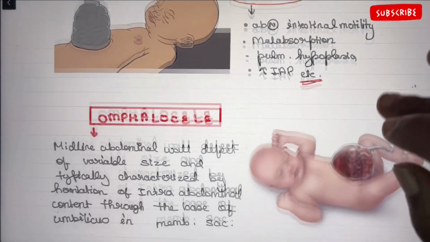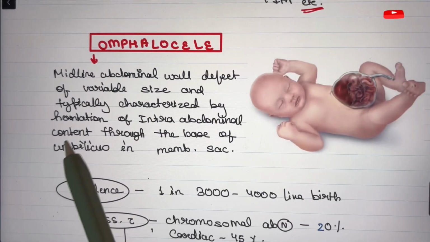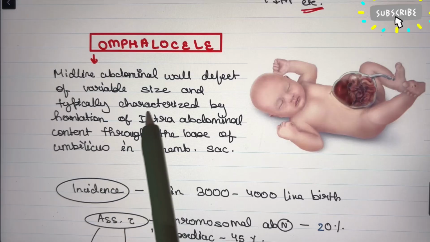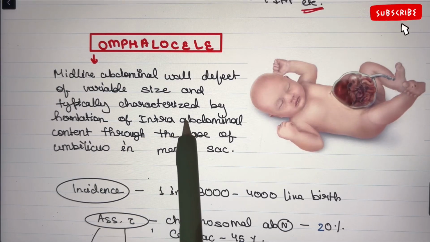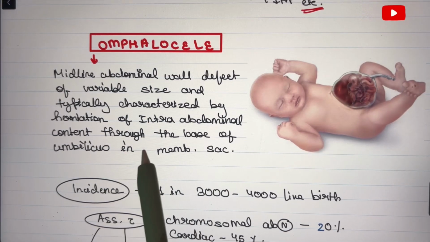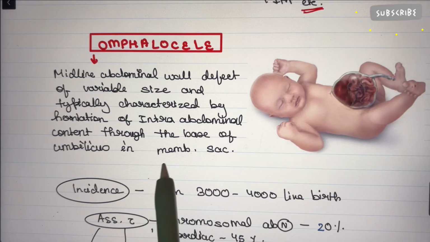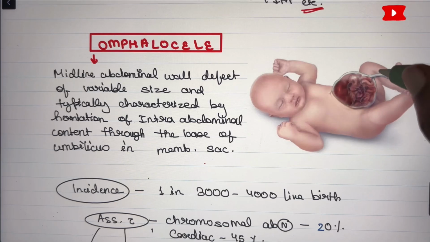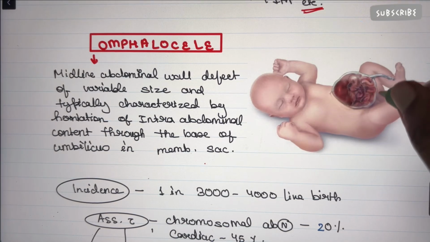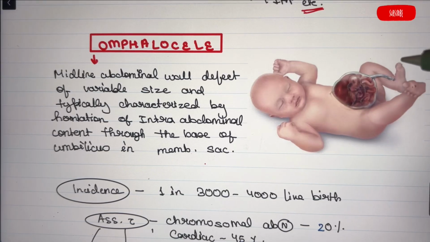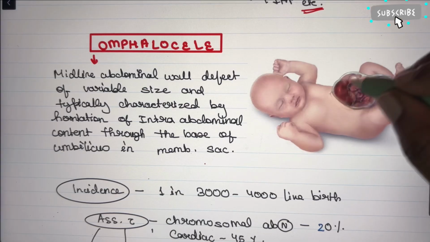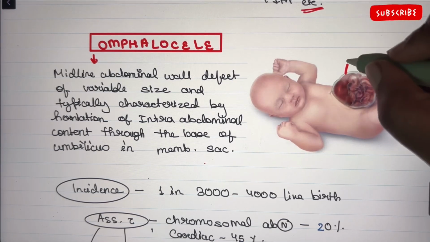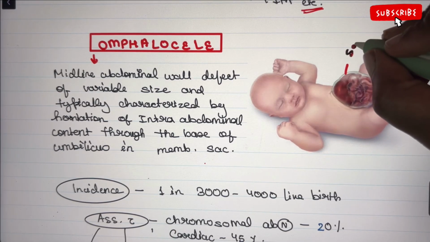Now, omphalocele. What is omphalocele? Omphalocele is a midline abdominal wall defect of variable size and typically characterized by herniation of intra-abdominal content through the base of the umbilicus in the membranous sac. So here we can see that in this picture, the intestinal loops which are present outside, along with the liver or stomach, whatever it is, are covered by a sac. This is covered by a sac.